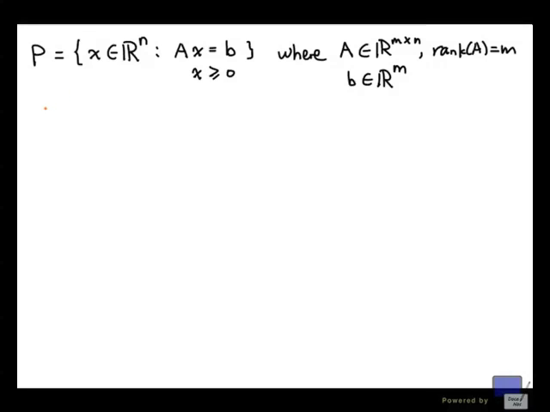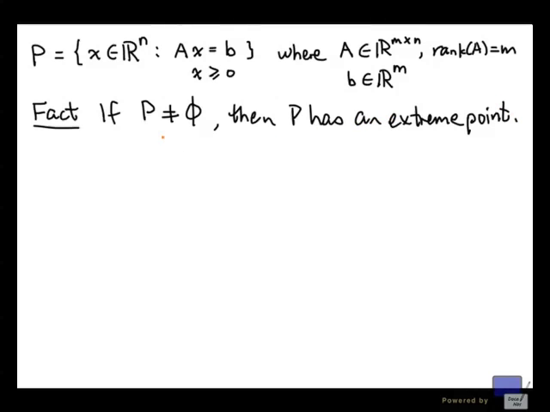The first thing I want to point out is a fact. If this set P is non-empty, then P has an extreme point. Well, this fact of course requires proof, and I encourage you to think about it and come up with your own proof. But now we're going to look at characterization of extreme points of polyhedra in standard form.